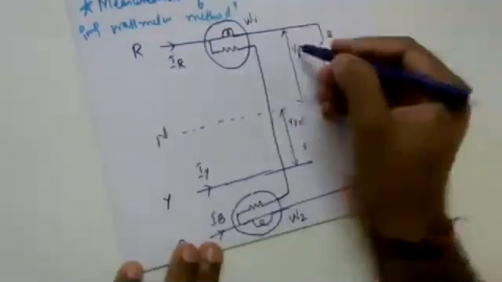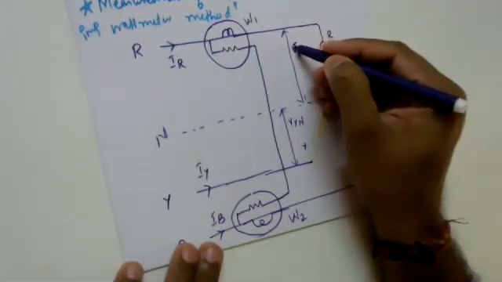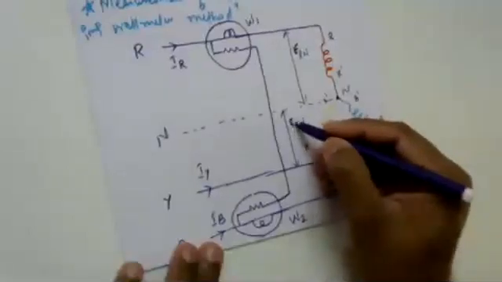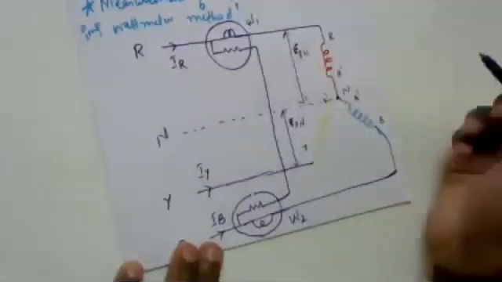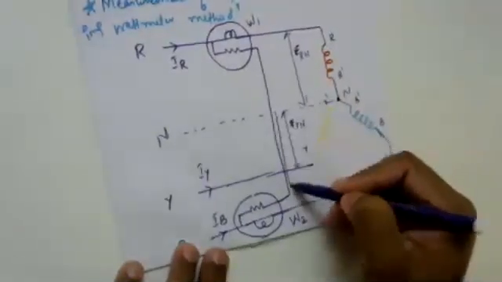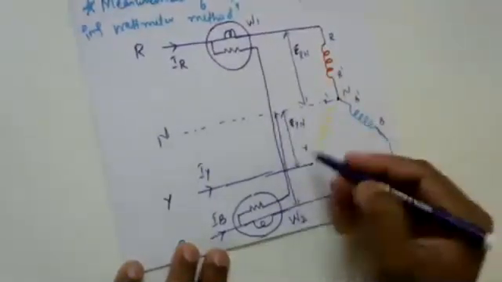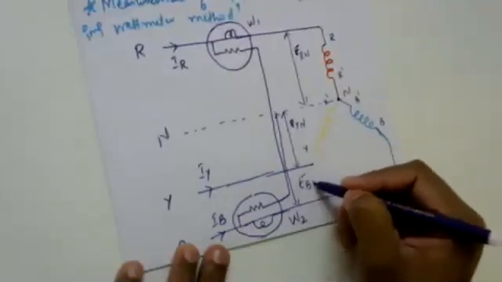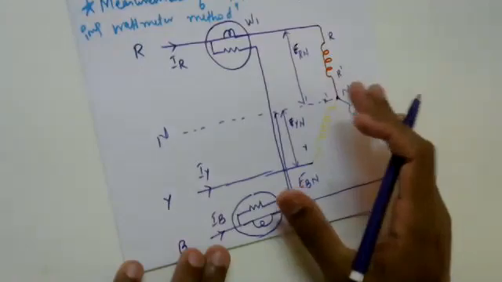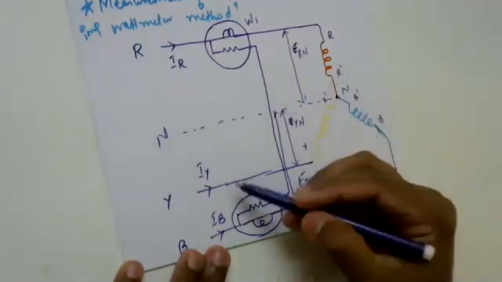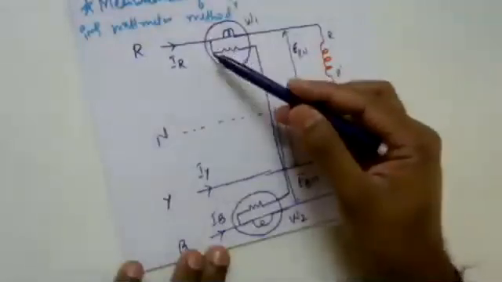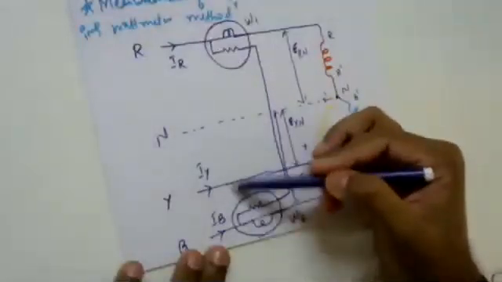So I guess we have used the term E. So let me not change the notations. Let me have it as same. So this is ERN and this is EYN. If I measure between the B phase and the neutral, this voltage is my EBN. Okay. Similarly, I can measure the voltage between any two phases, such as ERY, EBR, and EYB.